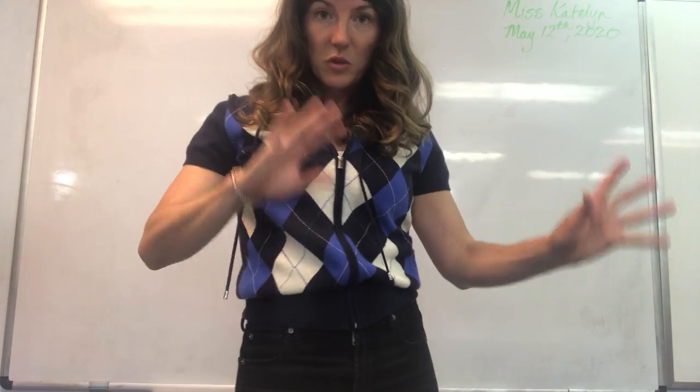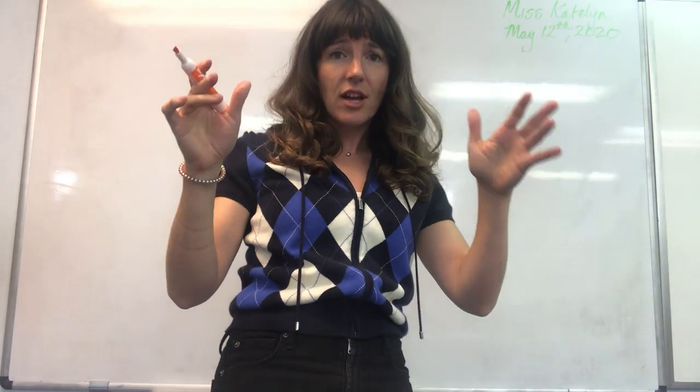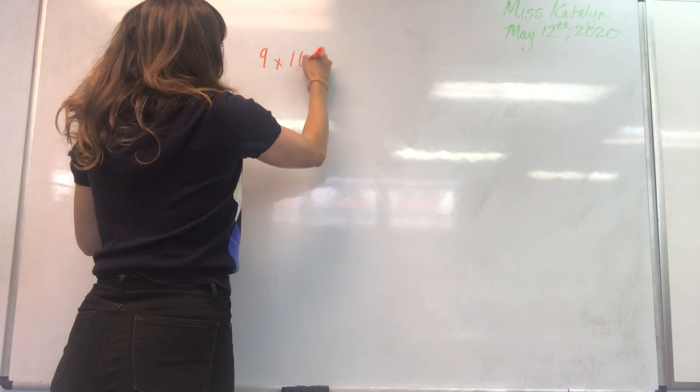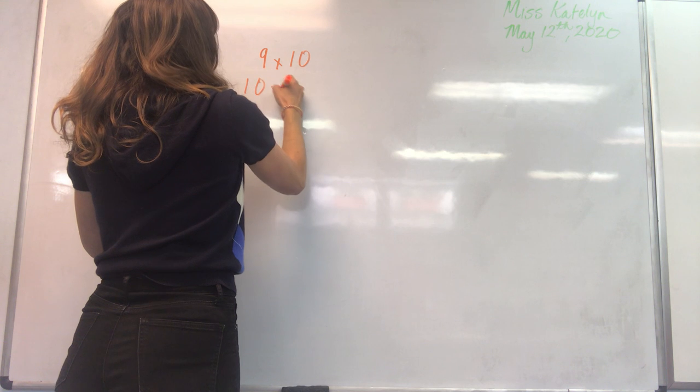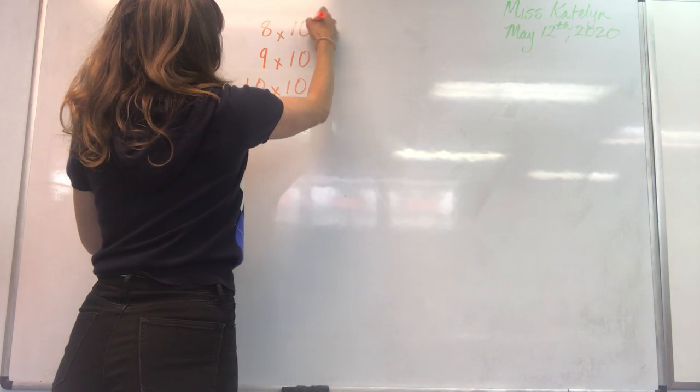Okay, here we go. All right, so we're multiplying by 10 and we're multiplying by 11. The great, so much fun thing about multiplying times 10 is that you don't even have to think about anything. You don't have to think as long as you know this. Okay, so here we go. 9 times 10 and 10 times 10 and 8 times 10.